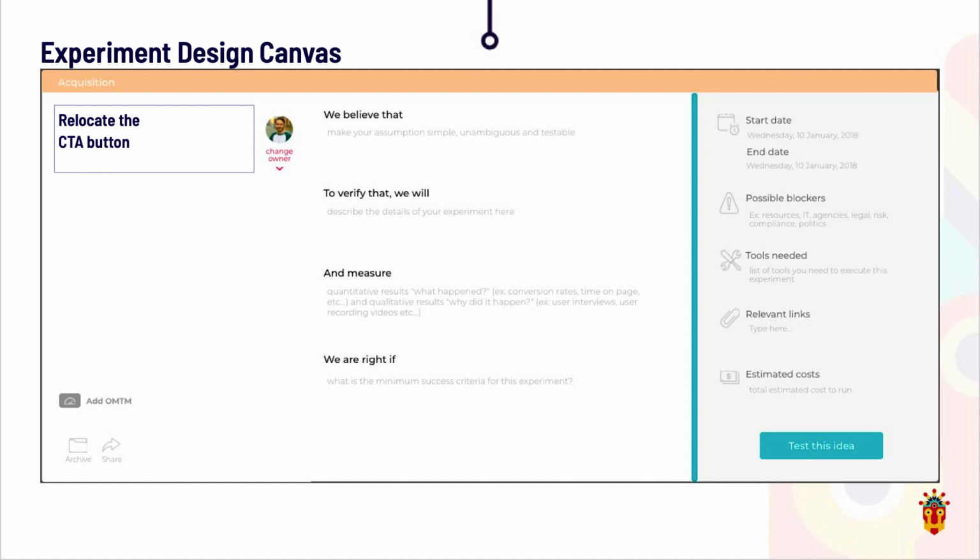Now, in this canvas, it's really important to, first of all, state which stage of the funnel my idea is going to be serving. And for the sake of this presentation, my idea for that experiment is to relocate the call to action button on my homepage. All right, so that's the idea. And let's start with the factors that I have to fill.